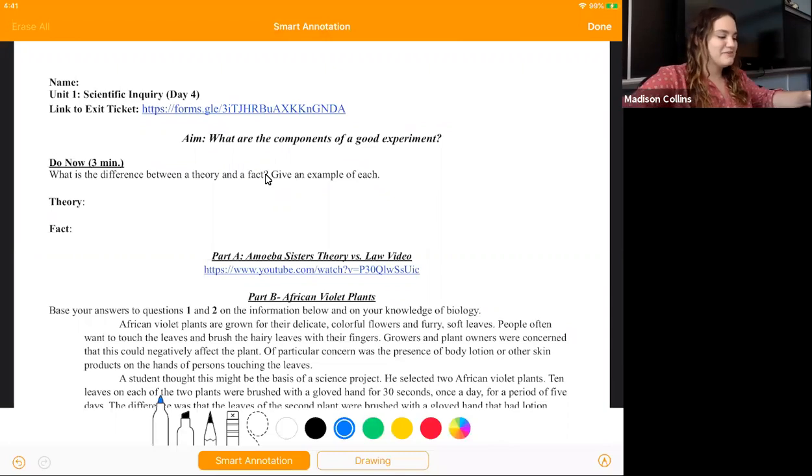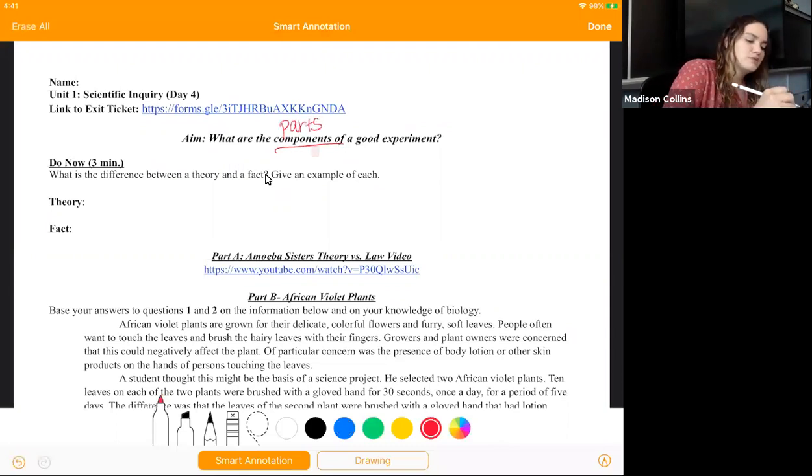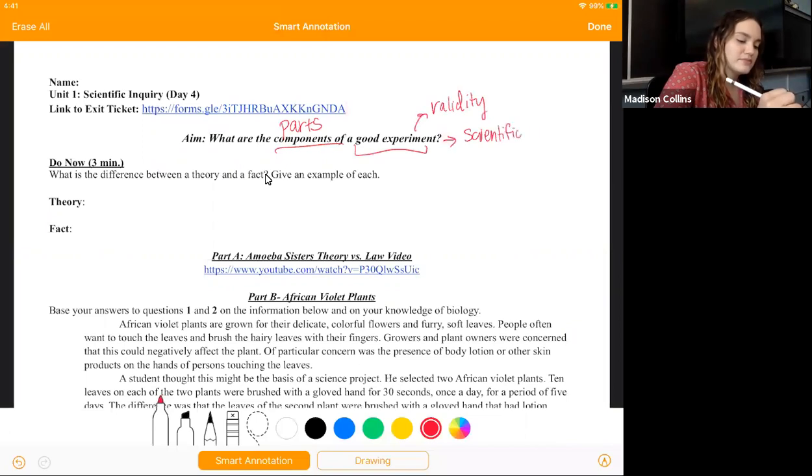So today's aim is, what are the components of a good experiment? When we say components, we're talking about the parts of a good experiment, or what makes up a good experiment. And when we're talking about a good experiment, we want to remember two things: the concept of validity, so what makes an experiment valid, and also the process of the scientific method. By the end of today's lesson, you should be able to answer, what are the components of a good experiment?